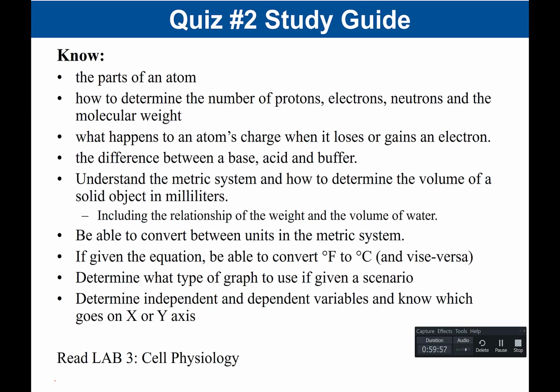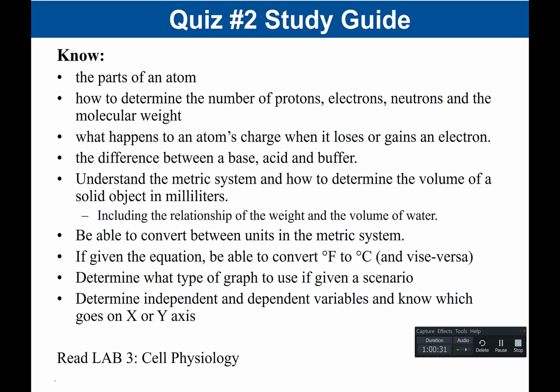Quiz 2 study guide. You need to know the parts of the atom. So the protons, the neutrons, the electrons. Protons are positive, neutrons are neutral, electrons are negative. You need to know how to determine the number of protons, electrons, and neutrons and the molecular weight. So if you were looking at, let's say, that periodic table like we did in the practice, you should be able to tell me how many protons, electrons, and neutrons it would have.